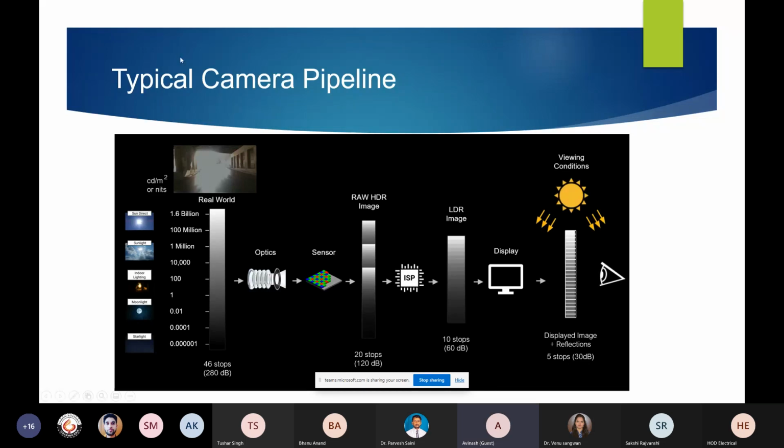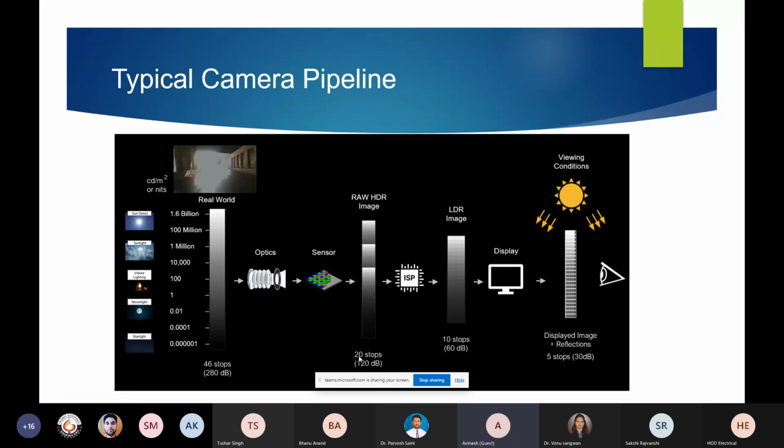So in the real world, we have 280 decibels of light intensity that the camera system has to deal with. The light from various light sources in the real world scene passes through optics, and the light intensity at different points on the image plane is measured after passing through the optics, which gives us a 20 stop, low light intensity raw HDR image. Even here, 20 stops, 120 dBs, is very large.